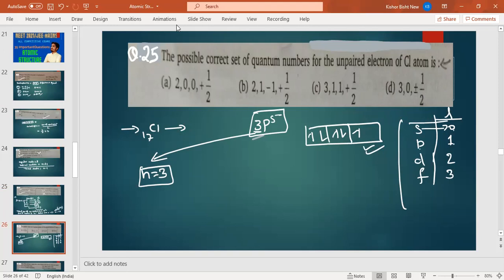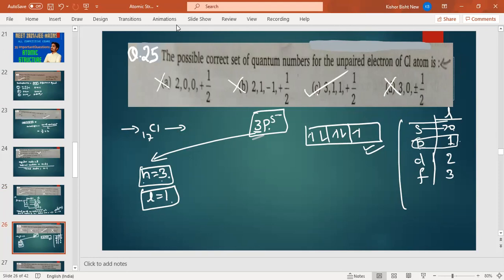Now, after that, if I am saying p, then l is equal to 1 here. Again, the values we have calculated, 3, 1. So it means this one is not correct. This is not correct because we have n is equal to 3, but l is equal to 1. So this is incorrect. So our correct answer is the C option, because we have found that if n is equal to 3, then l is equal to 1.